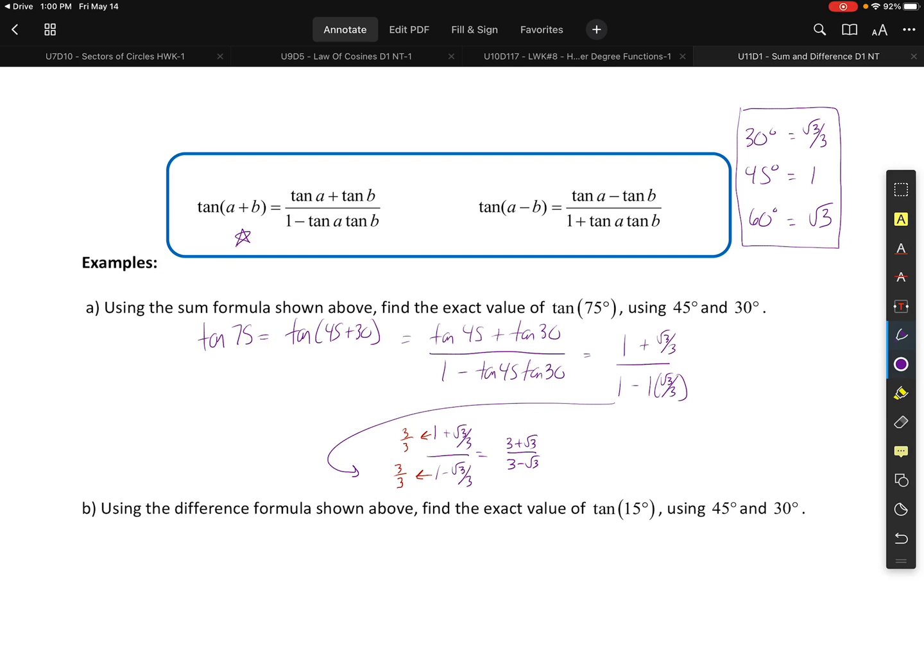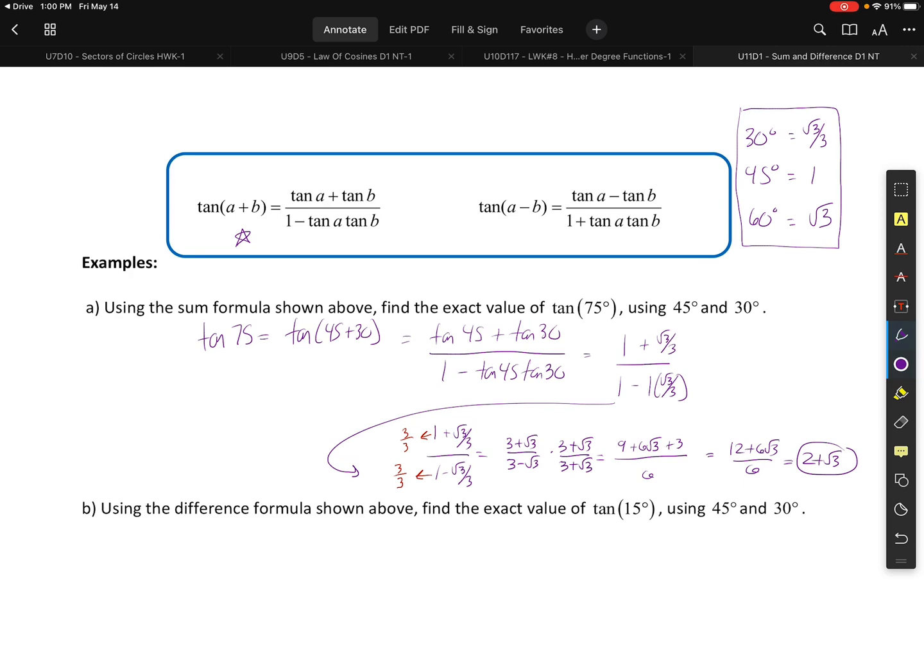Next issue: we can't have rad in our denominator. So multiply by the conjugate, 3 plus rad 3 over 3 plus rad 3. We do some foiling: 9 plus 3 rad 3 plus 3 rad 3 plus rad 9, which is 3, over 9 minus 3, which is 6. That gives 12 plus 6 rad 3 over 6, which gives us 2 plus rad 3. Answer.